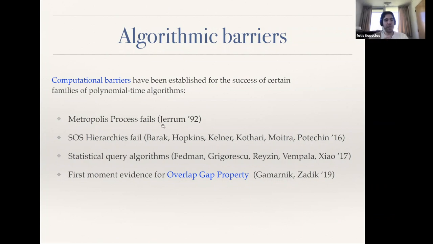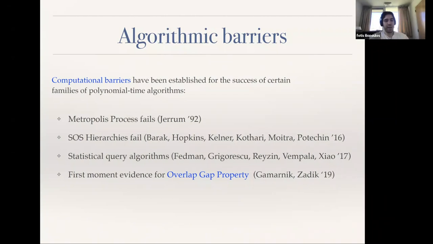So for example, even from the work of Jerrum, he showed that a very well-known Markov chain known as the Metropolis process will fail to do recovery efficiently. More recently, Barak et al. showed that SOS hierarchies will also fail. We also know that statistical queries algorithms will also fail. And we even know that at this point, there is, again, a phase transition in the solution space of the problem, which is known as the overlap gap property, and it's similar in flavor to what we saw for coloring. And this has been established by David Gamarnik and my co-author Elias.